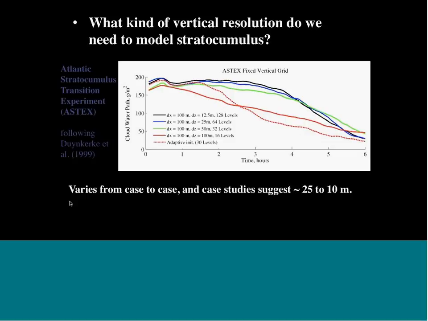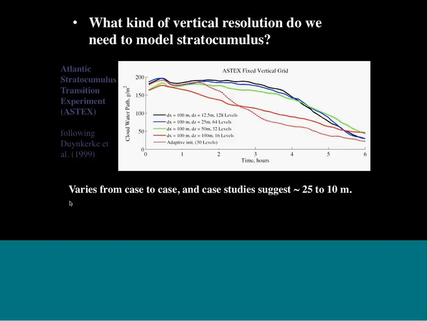Shown here in the dotted line is that same simulation, but where I've only used 30 levels, but I've sort of cherry-picked these levels. I've put them just around cloud top and just around cloud base. And initially, this works out pretty well for the first hour and a half or so of the simulation. But then things go south, and the simulation gets worse in some sense even than the 100-meter resolution run.